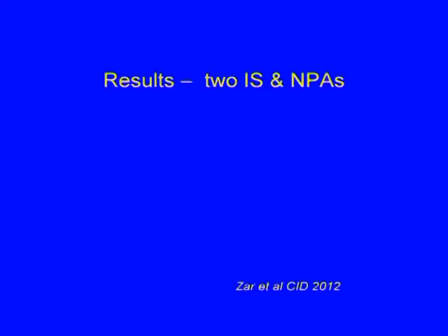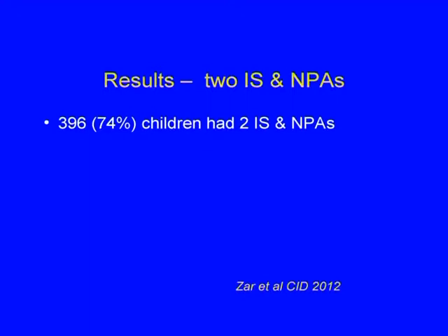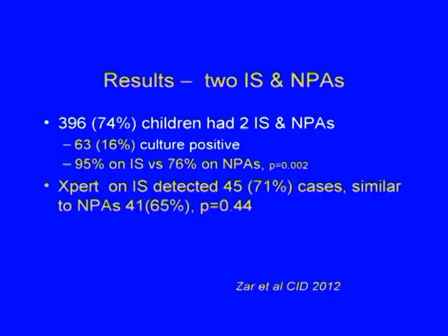Now, did you need two specimens? Again, that's the question. So we had, as I said, around 400 children who had two specimens. Again, 16% culture positive, so 63 cases who had culture positive. The same pattern, that induced sputum is better than nasopharyngeal aspirates for culture. But this is a very important result, that if you look at two Xperts on sputum, you detect 71% of cases. If you look at two Xperts on nasopharyngeal aspirates, you detect 65% of cases, and there's no statistical difference.